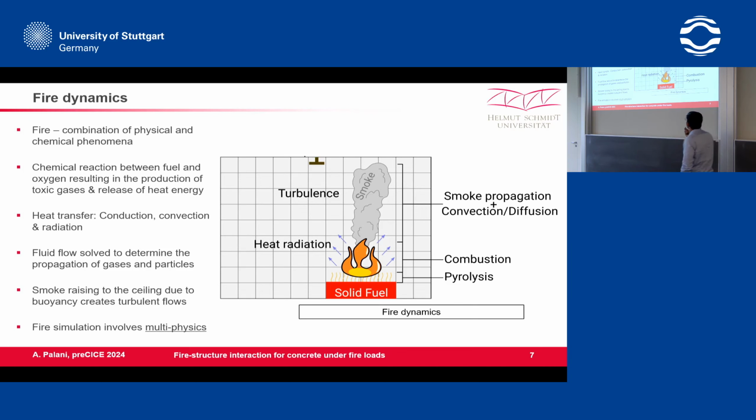Here you can see a typical example where we have a solid fuel, and when the solid fuel is subjected to a huge amount of heat, it undergoes pyrolysis, which is a separate submodel. Due to the pyrolysis, fuel is released into the system, and this fuel interacts with the oxygen present in the room and then undergoes combustion, which is again a separate submodel.